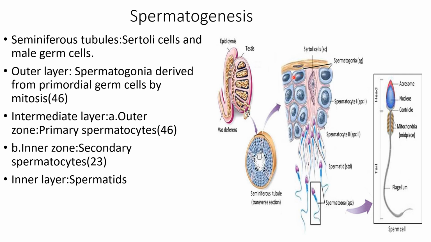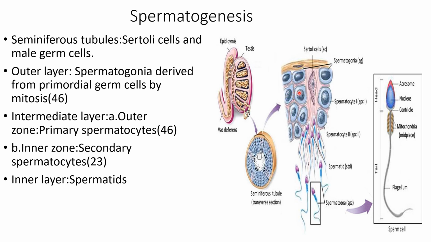So the spermatogonia are present in the outer layer and they have a diploid number of chromosomes. When the spermatogonia undergo mitotic division, they form the primary spermatocytes. So in the intermediate layer, again we have an outer zone and an inner zone. In the outer zone of the intermediate layer, we have the primary spermatocytes, which have a diploid number of chromosomes.